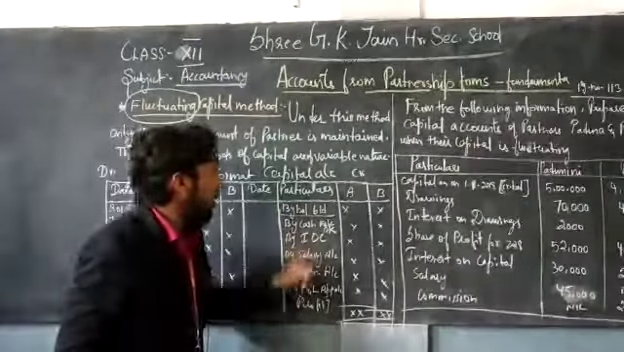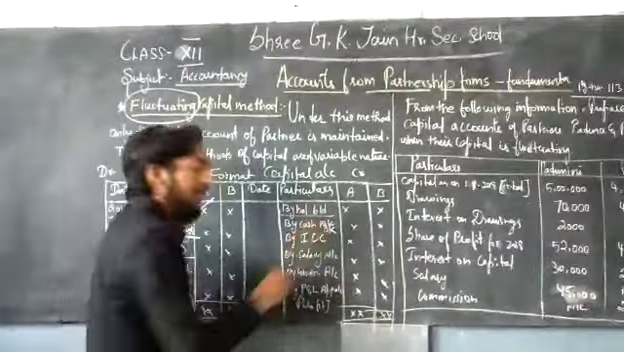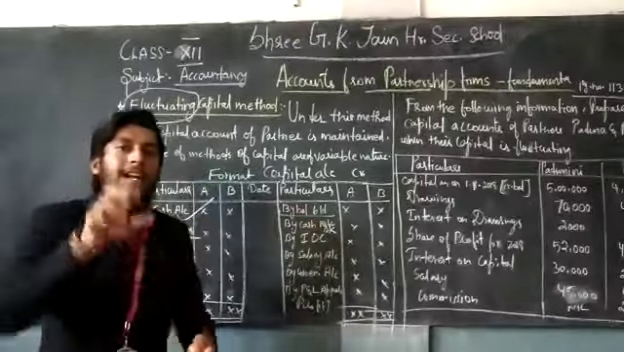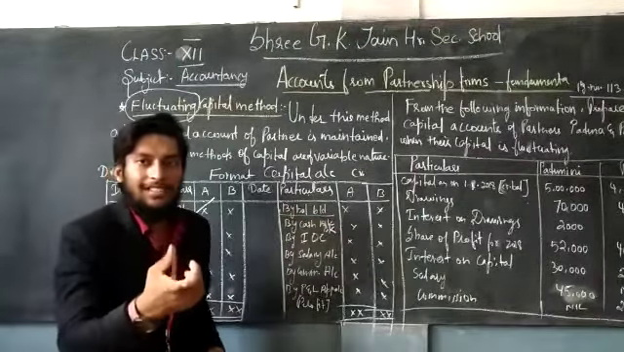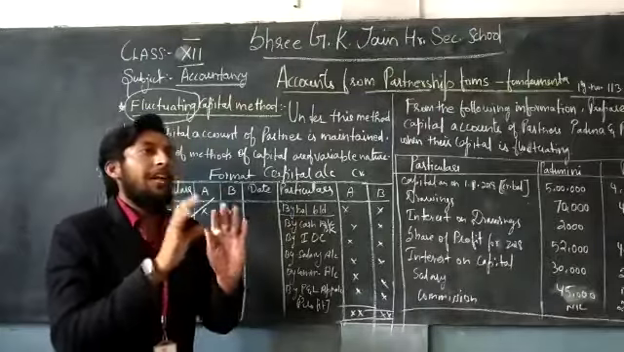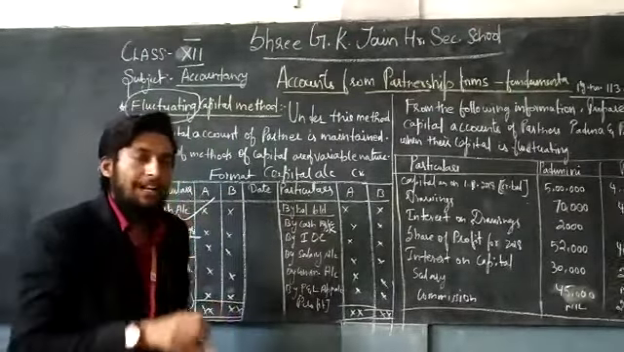Clear? Next, we have interest on capital. When you put the money, for example, if you deposit your money in the bank, what does the banker do? They give you the interest. Right? For example, you have 10,000 rupees in one bank account.